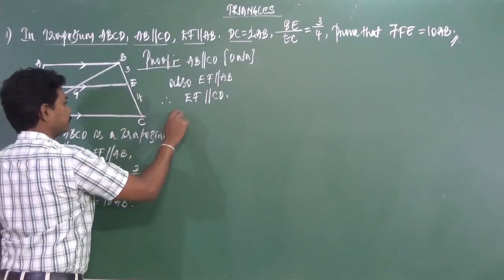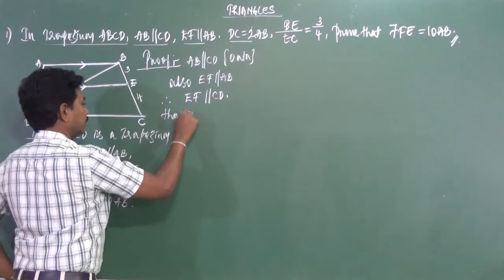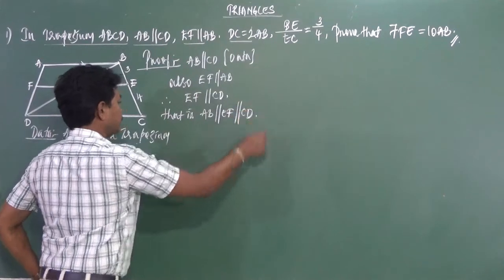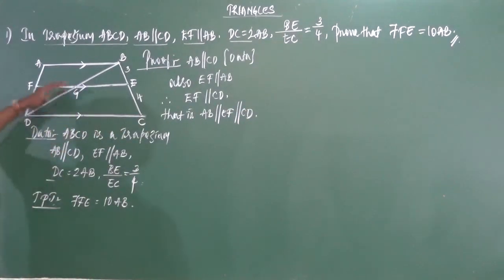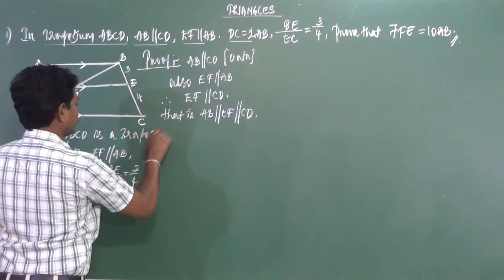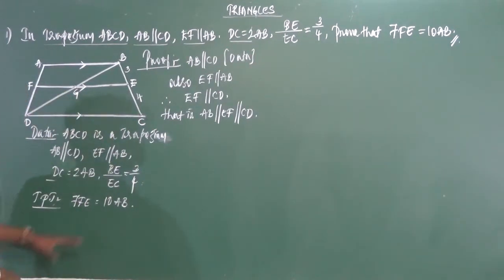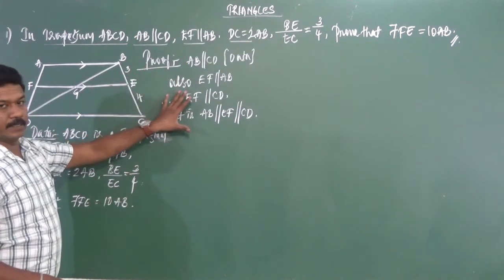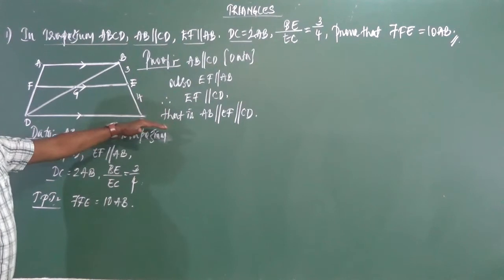That means AB is parallel to EF is parallel to CD. So this is the end result. Once again, AB is parallel to CD, EF is parallel to AB, therefore EF is parallel to CD, therefore AB is parallel to EF is parallel to CD. So all the three lines are parallel to each other. Very important result. This is the first part of the rider. You have to remember this. In the first part of the rider, we have to show the parallelism of lines.